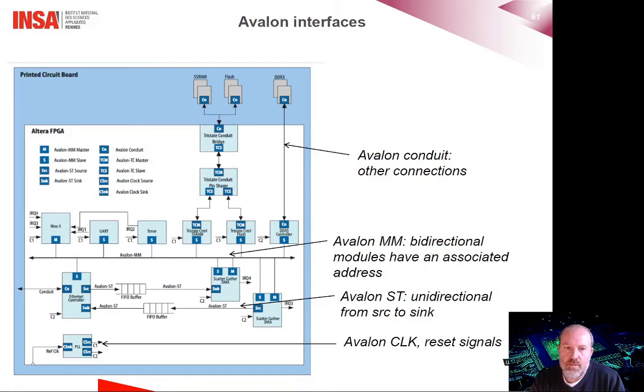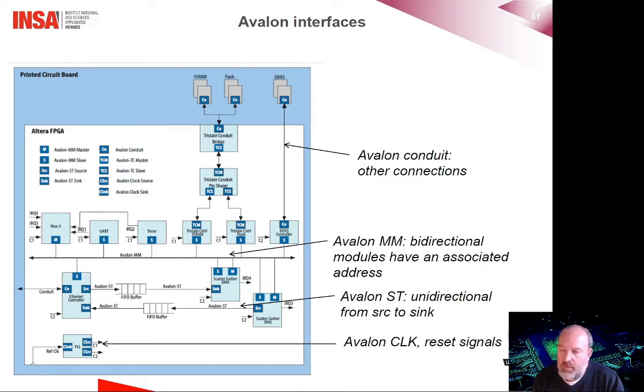This figure summarizes all the Avalon interfaces that you can deal with. The blue rectangle here corresponds to the board in which the FPGA is going to be implemented. The FPGA itself corresponds to the white rectangle. In the FPGA, we see different blocks, the Nios II processor, and the different peripherals that are connected to the processor through the Avalon bus. The modules that are connected to this bus have an associated address that makes it possible to communicate with each other.